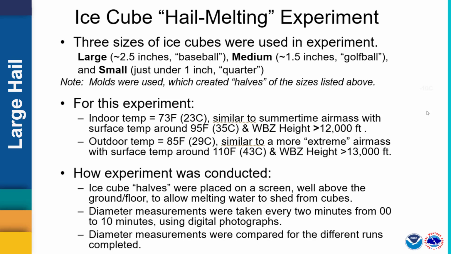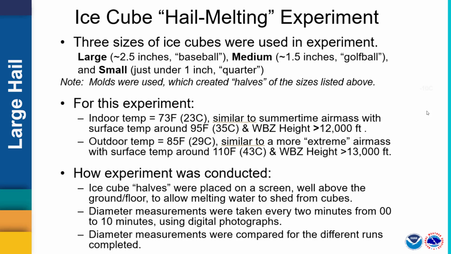We ran 2 runs of this experiment, one that was indoors using a temperature of 73 degrees Fahrenheit. This would be similar to a summertime air mass with surface temperatures around 95 degrees, temperatures at 500 millibars just below freezing, and high wet bulb zero heights above 12,000 feet. Then we did run outdoors with a temperature of 85 degrees. That's 85 through the entire melting layer.